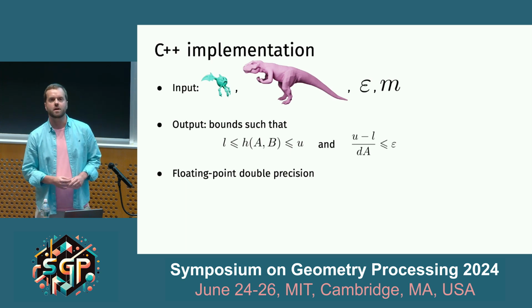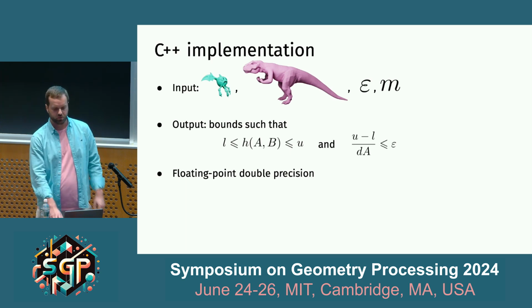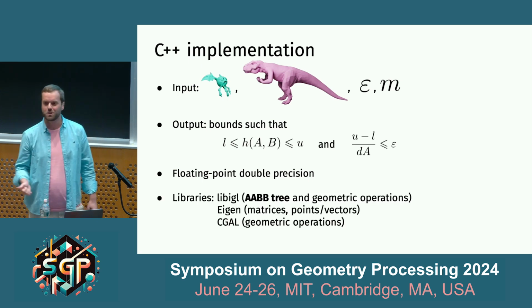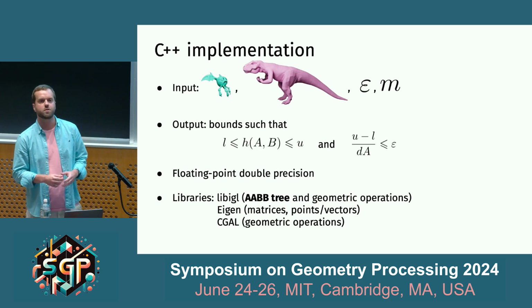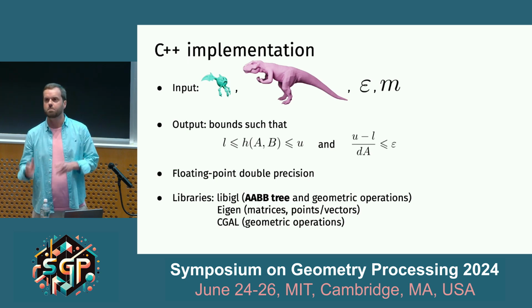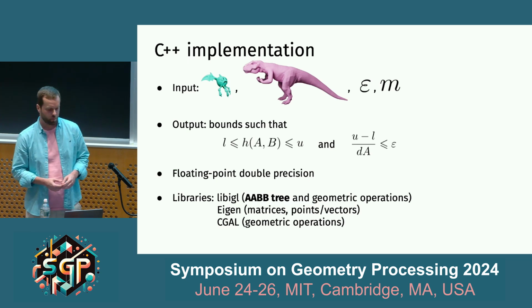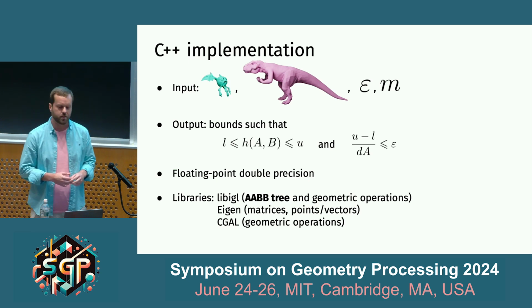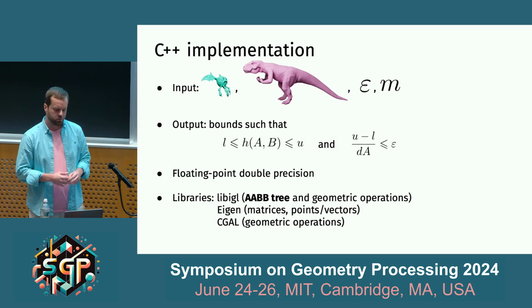All calculations are performed using double precision floating point arithmetic. We used libIGL, CGAL, and Eigen to process geometric objects, matrices, and vectors. And specifically, we use libIGL's AABB3 for fast point-to-surface distance calculations.